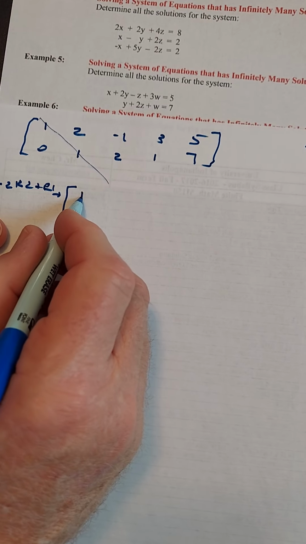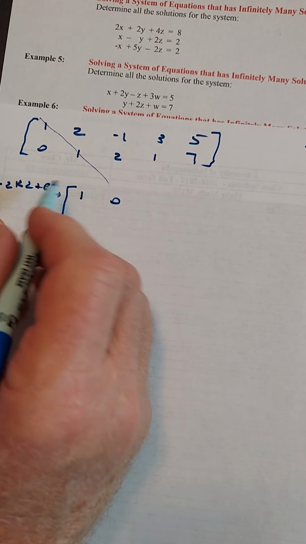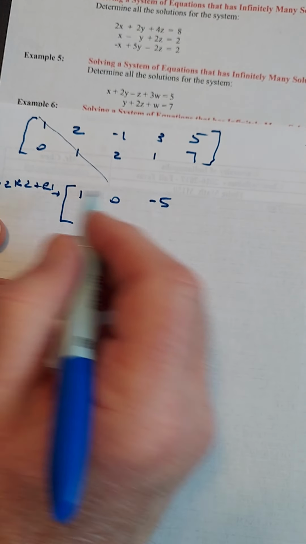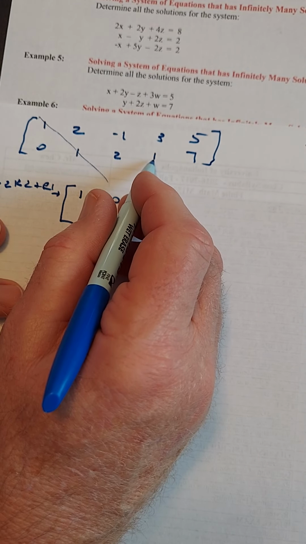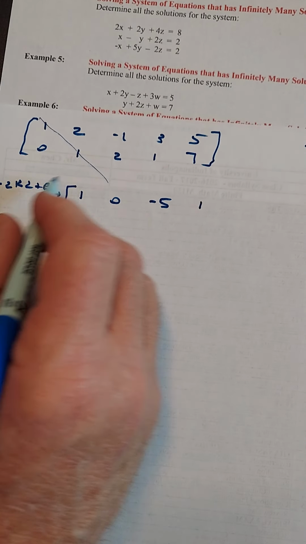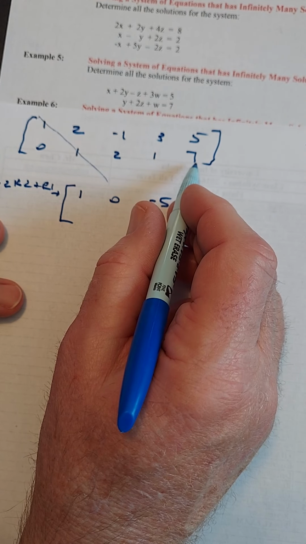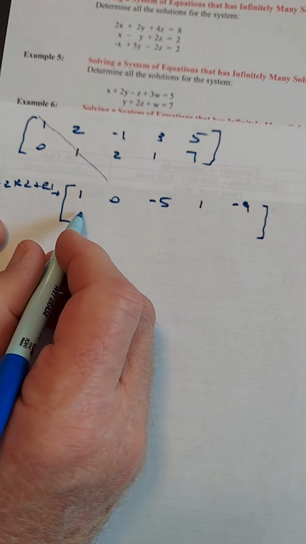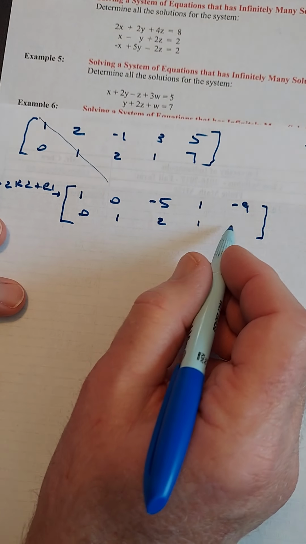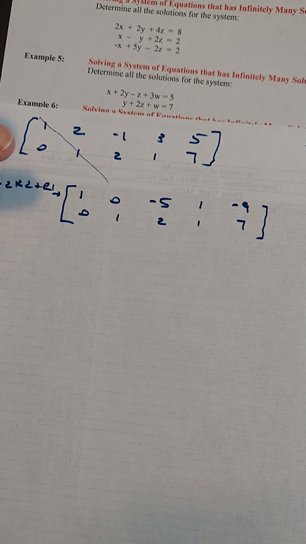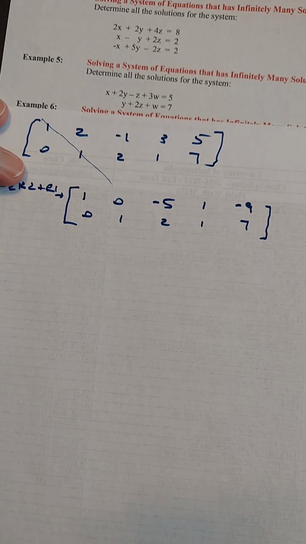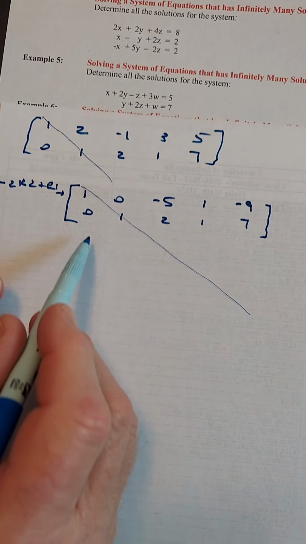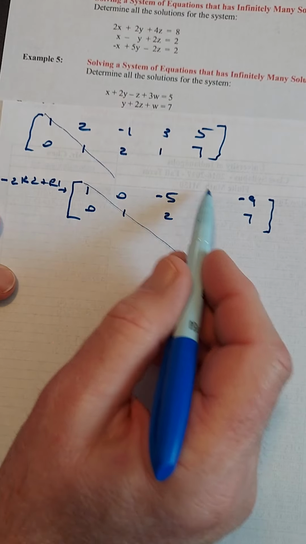So 0 and 1 is 1. Negative 2 and 2 is 0. Negative 2 times 2 is negative 4 plus negative 1 is negative 5. Negative 2 times 1 is negative 2 plus 3 is 1. Negative 2 times 7 is negative 14. Negative 14 plus 5 is negative 9. And this row stays the same. Now, you could have seen this from the very beginning, but the first 2 columns are done. But the problem is, I don't have enough rows to get these into zeros.